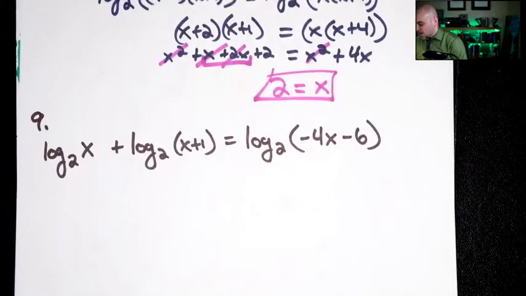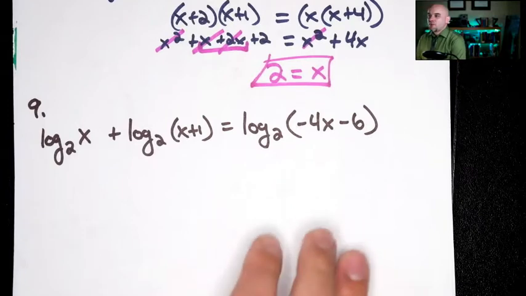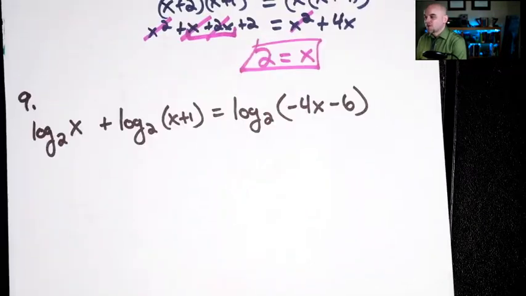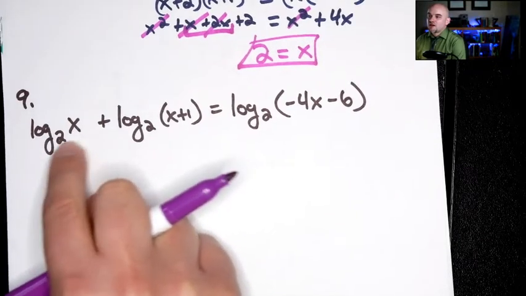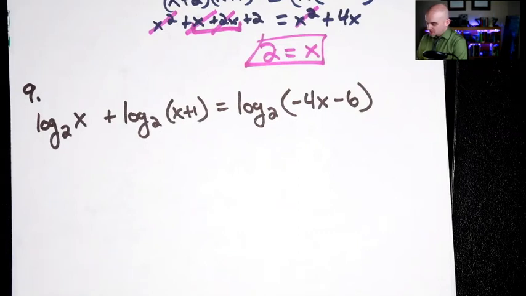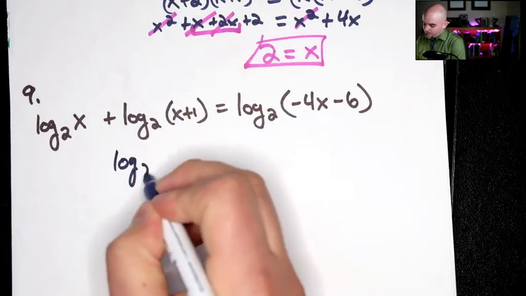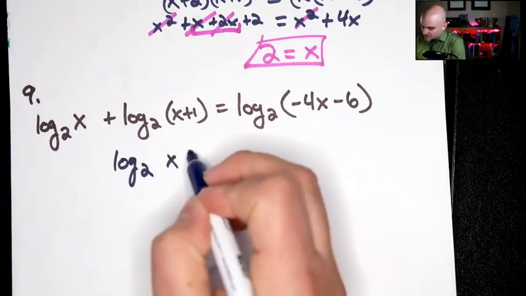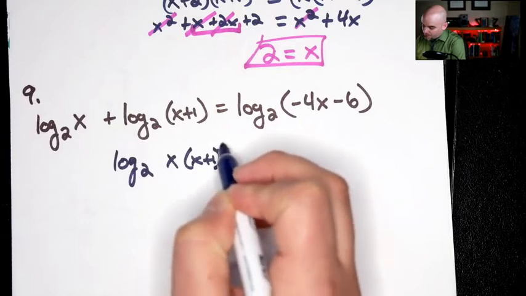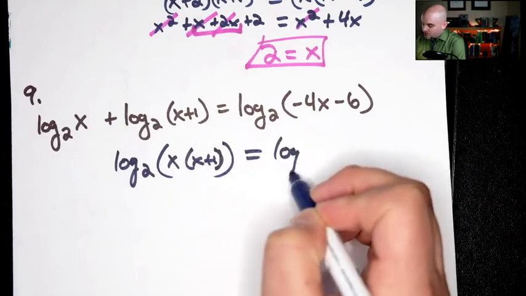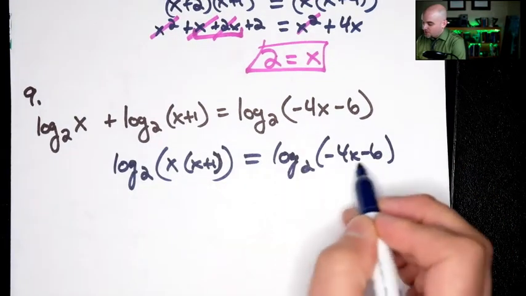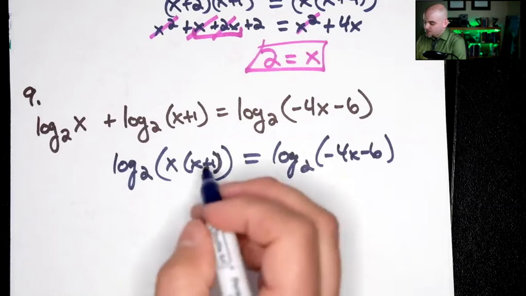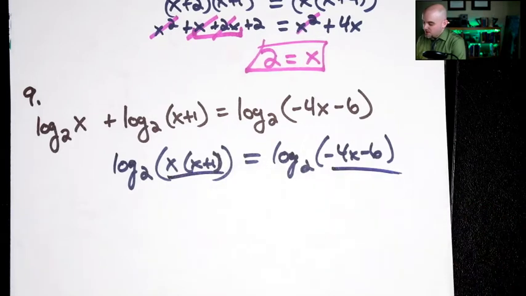Let's look at number 9. So they picked up the pace in the last problem, making you use properties of logarithms. Now they're not going to slow down on you. Same thing again. We got an addition sign in between two logs at the same base. Let those things be combined. So we've got log base 2 of x times x plus 1. And that's going to equal log base 2 of negative 4x minus 6. So I've got 1 log over here, 1 log over there, same base, base 2. And so I can set what's inside equal to each other.